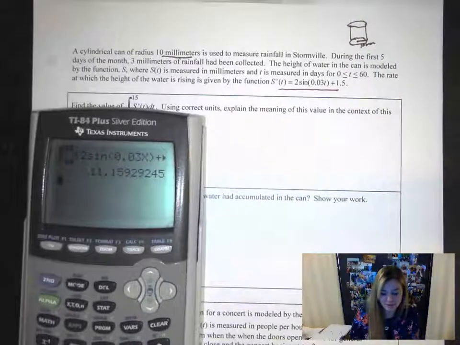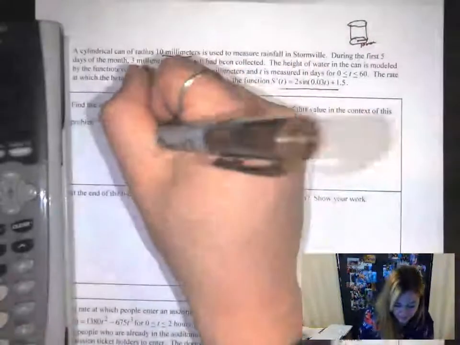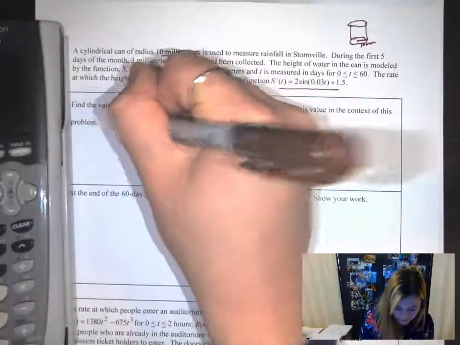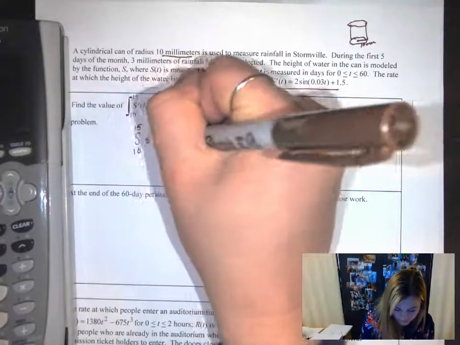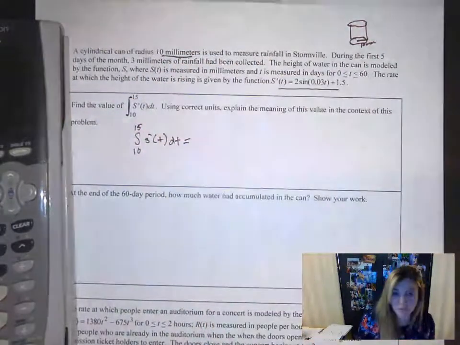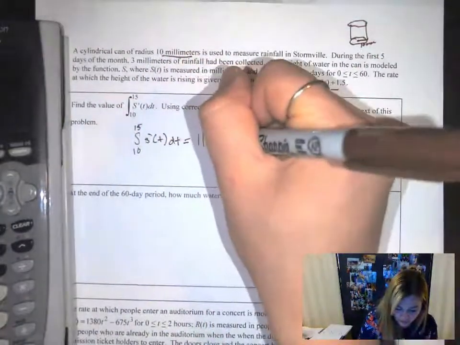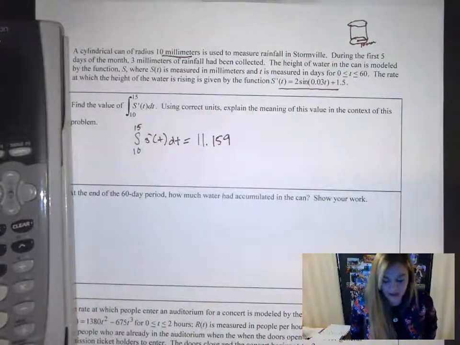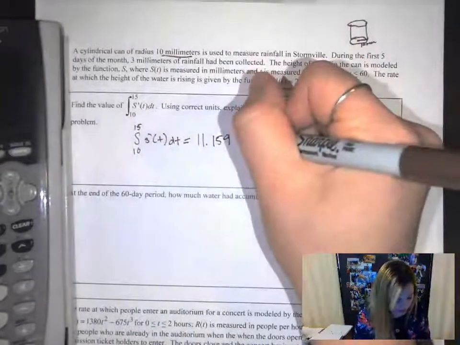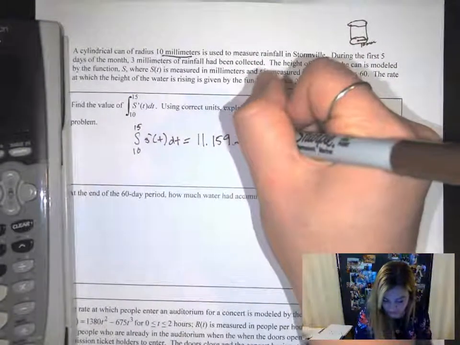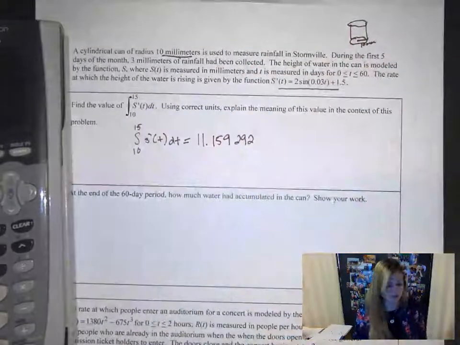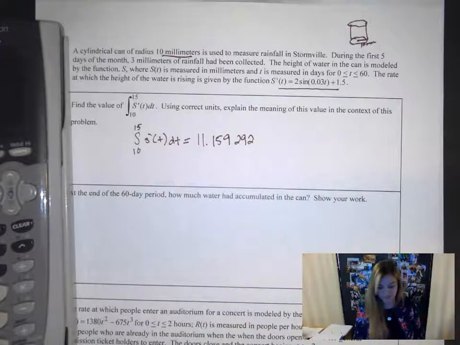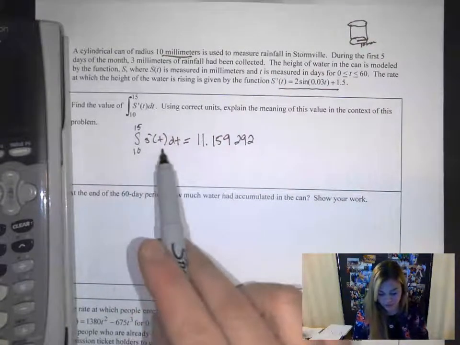Okay, check with me. Did you get this integral from 10 to 15 would be equal to 11.159? And we can keep going in case we use this later. 292 was the rest of this, in case we use it later, but this is how much we have right now. We've got this integral, and we've got this.